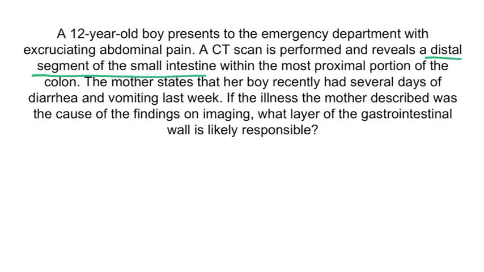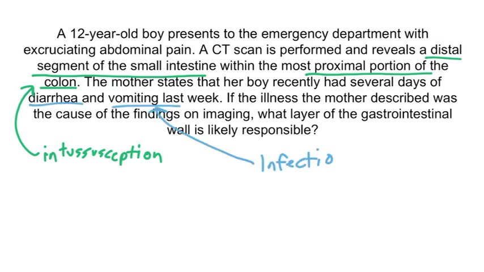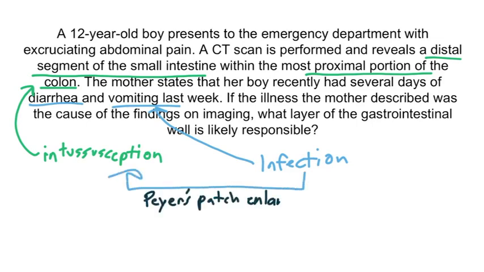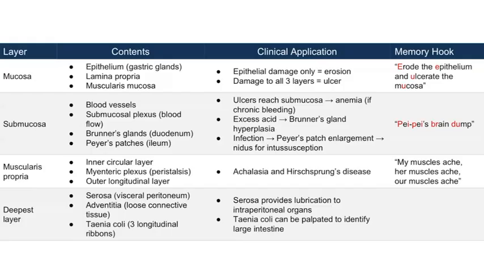Hopefully you noticed that this boy's ileum entered the colon, because a distal segment of the small intestine entered the most proximal portion of the colon. This is intussusception. Hopefully you also noticed that this child had an intestinal infection, as the mother stated with the diarrhea and vomiting. So how did the infection lead to intussusception? That's enlargement of the Peyer's patches. And within what layer are the Peyer's patches located? The submucosal layer. And that answers our question. Going back to the table, we are reminded that the submucosa houses the Peyer's patches within the ileum. And we know that they're in the ileum because of Pepe's brain dump. Peyer's patch, ileum.